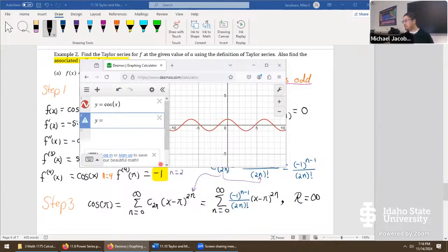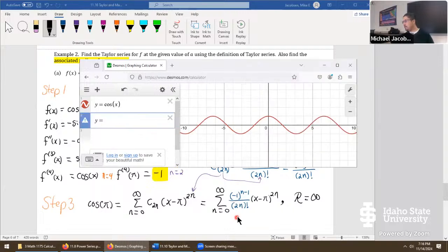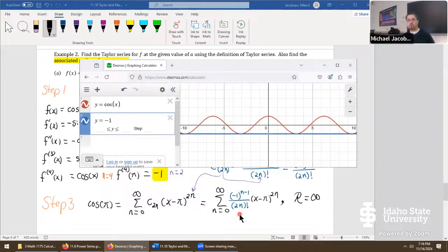So we'll go y equals. Let's expand this out a little bit more. If we plug 0 in here to start, we're going to get -1. So that's our first approximation to the cosine function at pi. Doesn't look very great, but at least it matches at one point right here with the true function. Then next we put in 1.